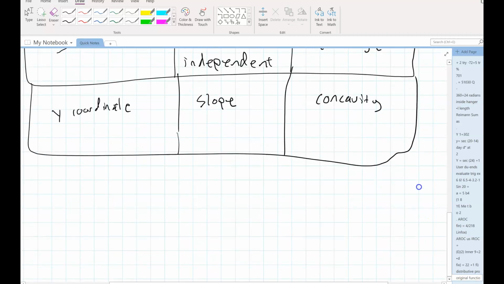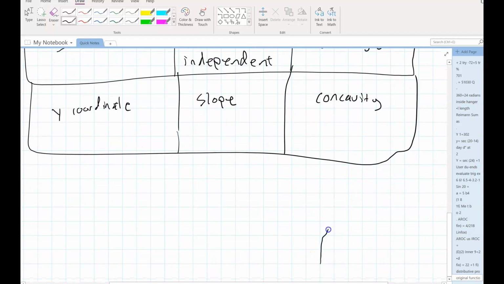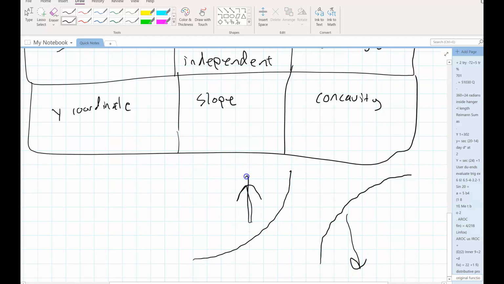Think about this. If you have a slope that's getting less steep, that would be concave down. If you have a slope that's getting more steep, that would be concave up. So concave down means that it's the curvature. You could think of it, in order to leave the cave, I have to go down. Concave up would be, in order to leave the cave, I have to go up.